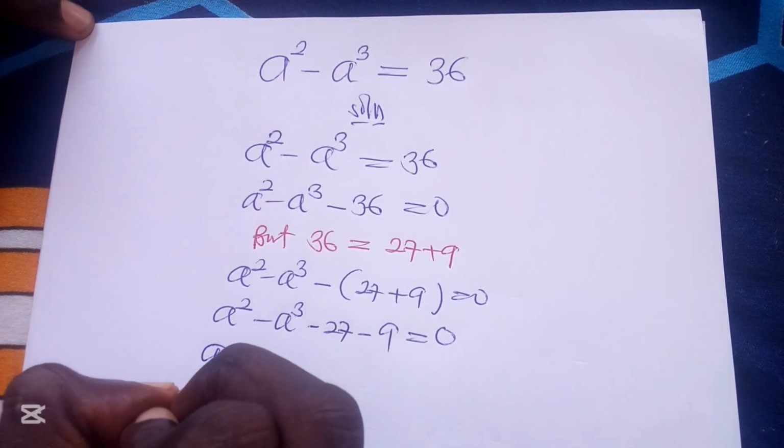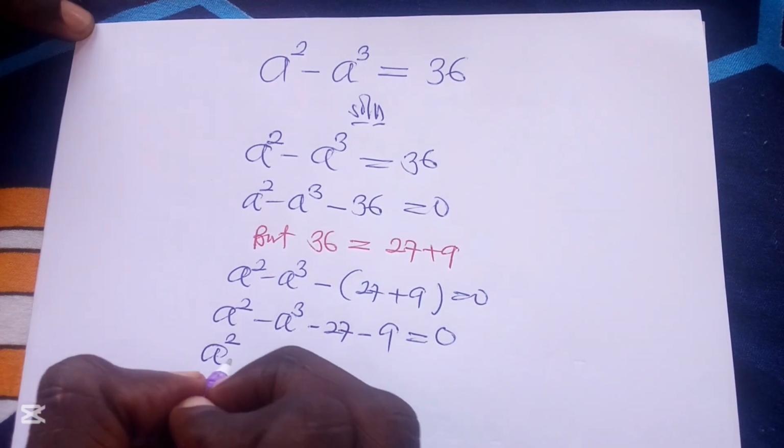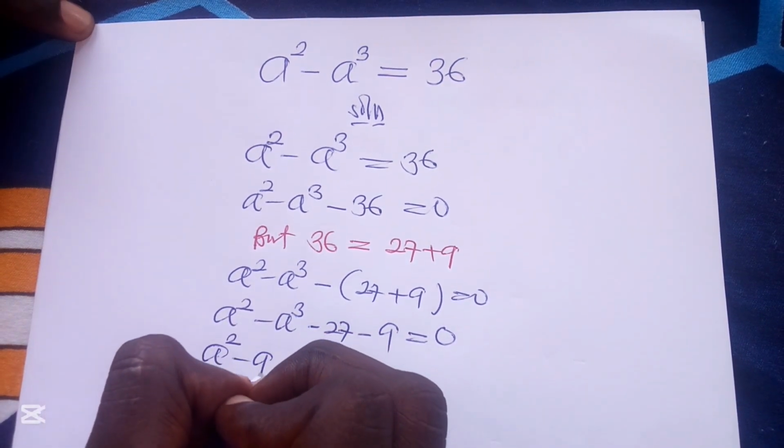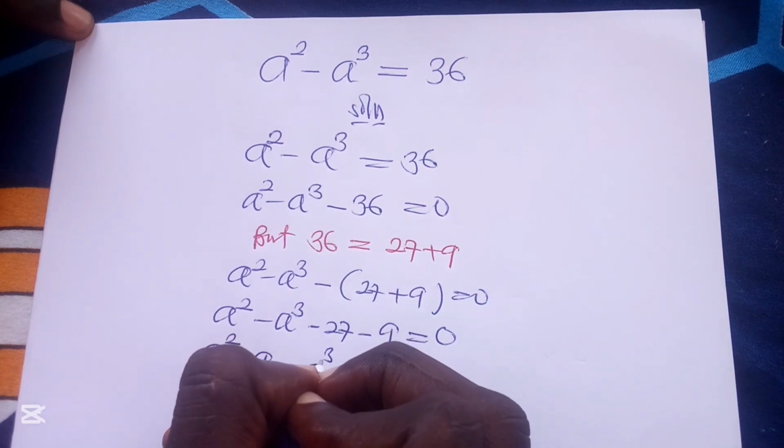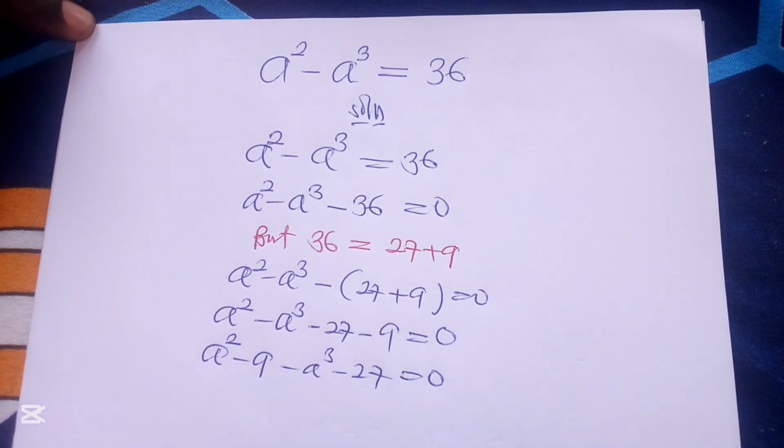Now we have a raised to the power 2, we know square and this 9 works, so we say a raised to the power 2 minus 9 minus a raised to the power 3 minus 27. Then everything becomes 0. Now let's group them.